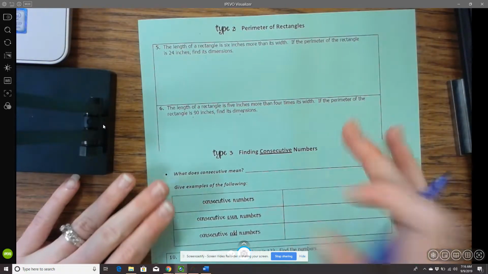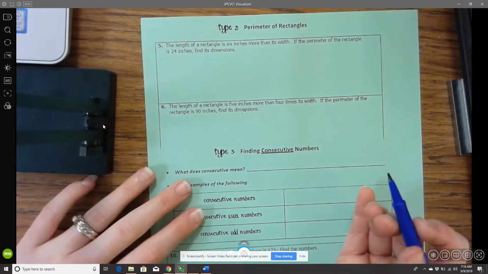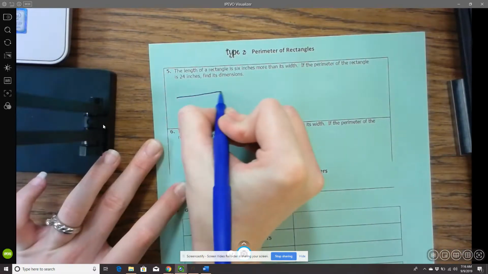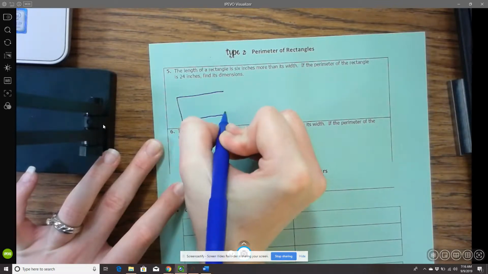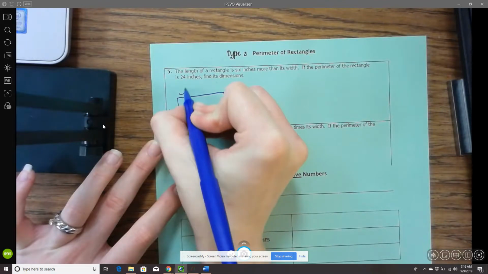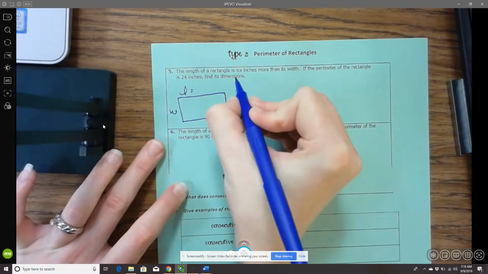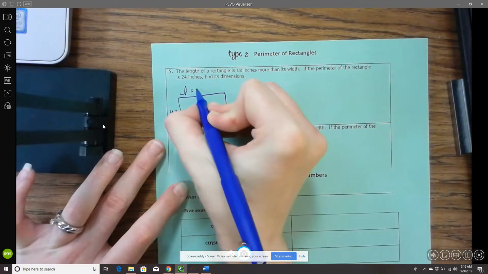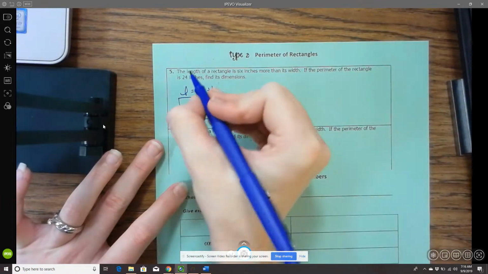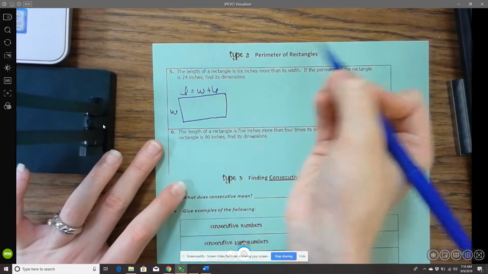All right, so the next type are the perimeter of rectangles. So the length of a rectangle is 6 inches more than its width. So we've got a rectangle here. So here's its width. So the length is going to equal 6 inches more than its width. So it would be width plus 6. If the perimeter of a rectangle is 24 inches, find its dimensions.